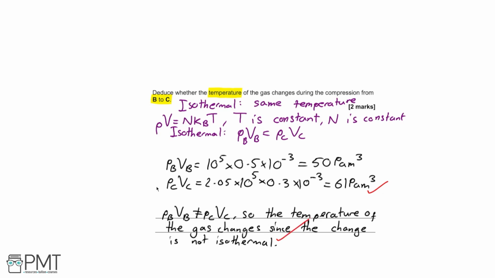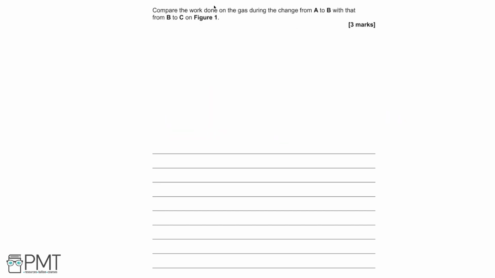Note that since PC times VC is higher than PB times VB, what that means is that since P times V is proportional to T, since N is constant, like we were talking about, the temperature has actually increased as the gas has been compressed from B to C. This is due to the work done on the gas, which is the subject of the next part of the question. The next part of the question says, compare the work done on the gas during the change from A to B with that from B to C on figure 1.